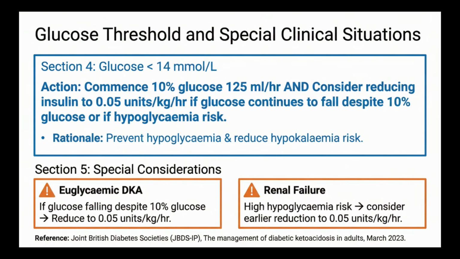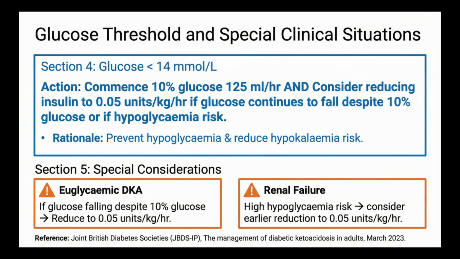The rationale is important for the exam. We are preventing hypoglycemia and at the same time reducing the risk of hypokalemia because lower insulin doses slow the intracellular shift of potassium. Special clinical situations. In euglycemic DKA, glucose may already be low or normal. So if glucose keeps falling despite 10% glucose, you should reduce the insulin infusion to 0.05 units per kilogram per hour.